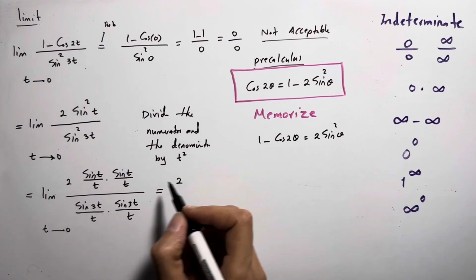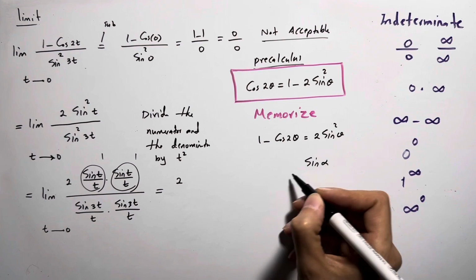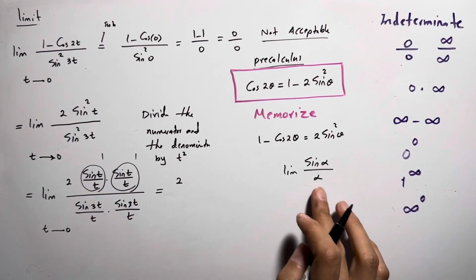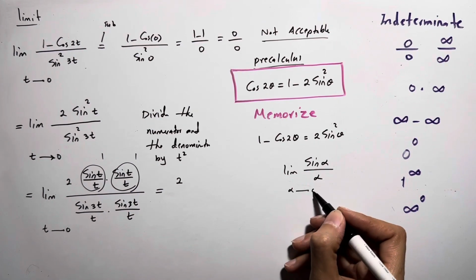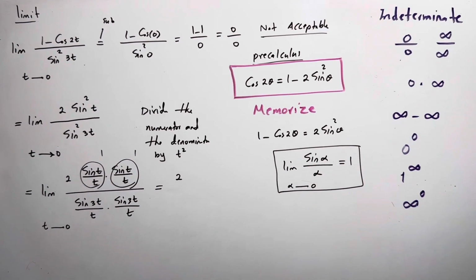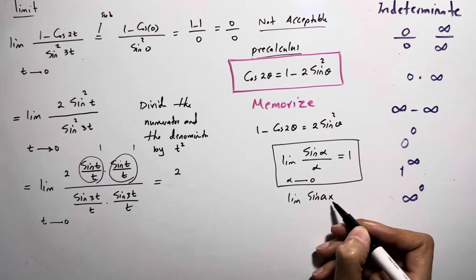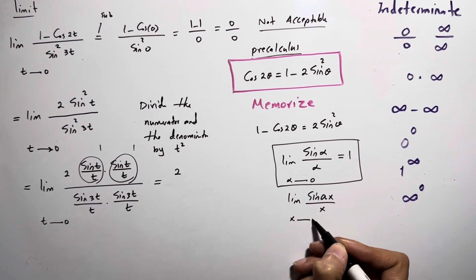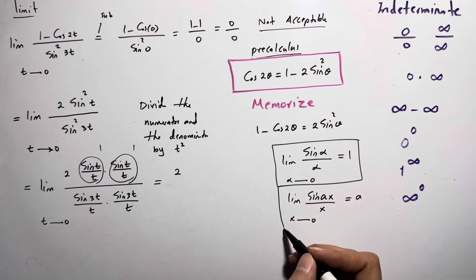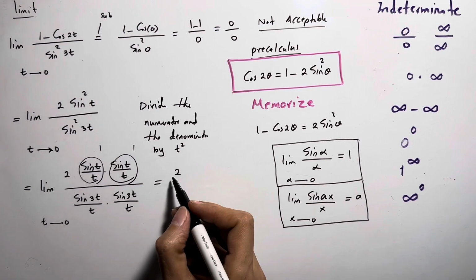On the numerator, you have 2. This is just 1. This is just 1. Remember, the limit of sine alpha divided by alpha as alpha goes to 0 is always 1. And whenever you have the limit of sine ax divided by x as x goes to 0, it is always a, the numerical value stays here.